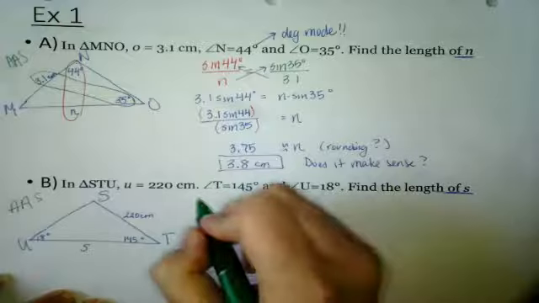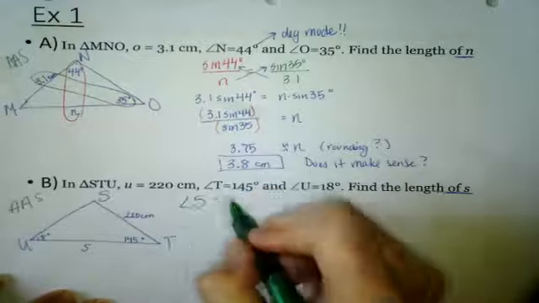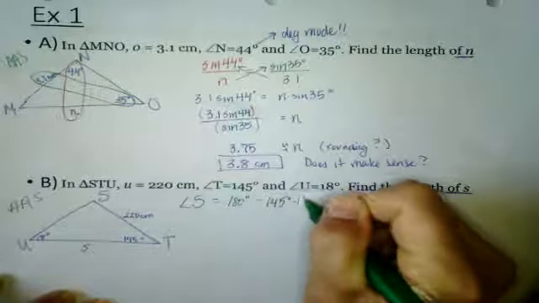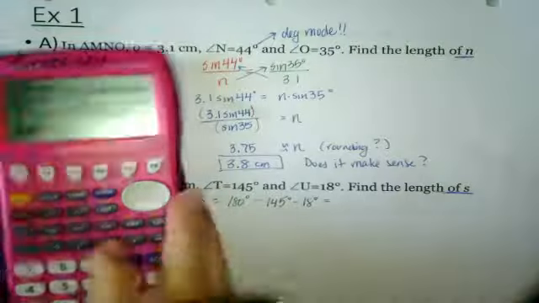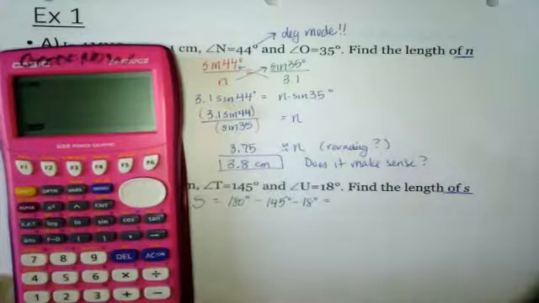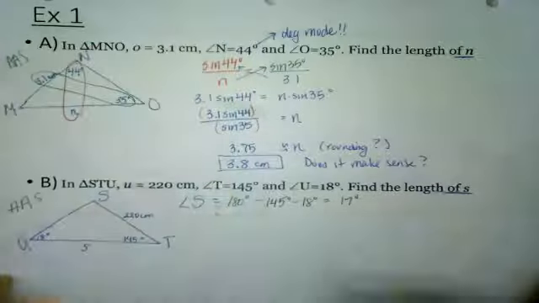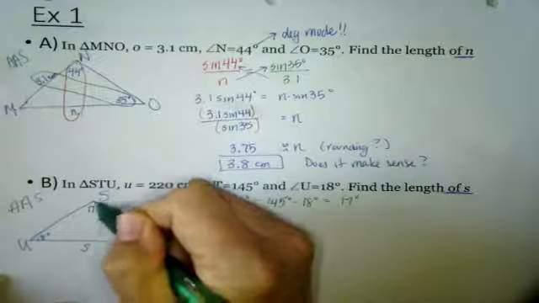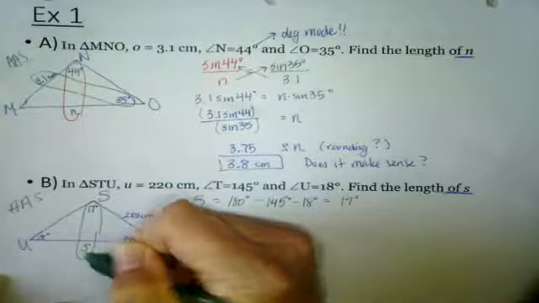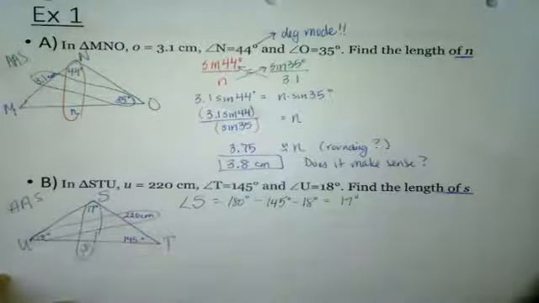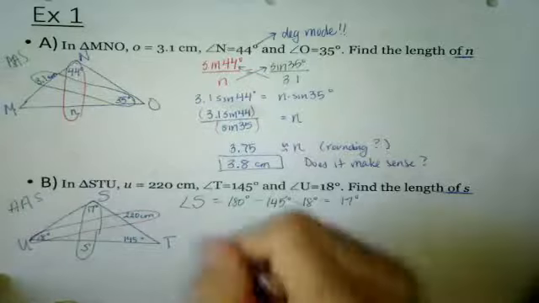Yes, subtract. Angle S would be 180 degrees minus the other two angles. 180 minus 145 minus 18, and I get a 17-degree angle, very tiny. So angle S is 17 degrees. Now I have that opposite angle and opposite side pair. And I have another side and angle pair. There we go. So I'm going to use those little pairs.